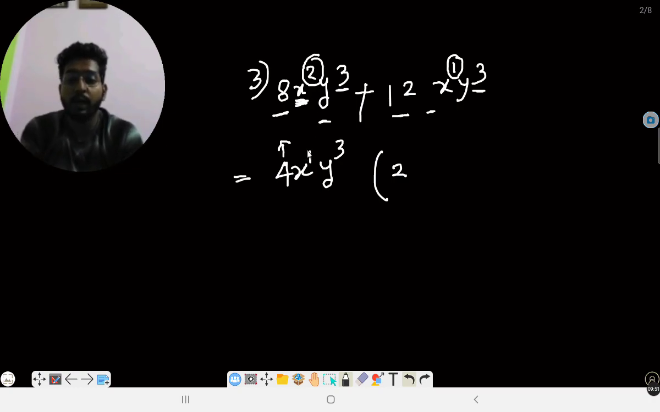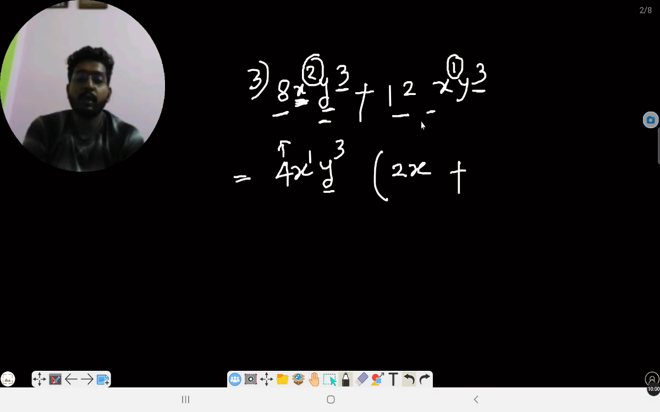I have taken 1x. That means there will be 1x remaining. Next y cube, and we have taken y cube, so nothing will be left. Then plus. Now 12, again look, 12 by 4. 12 by 4 is 3. Here there is only 1x. I have taken 1x, so it is cancelled out.